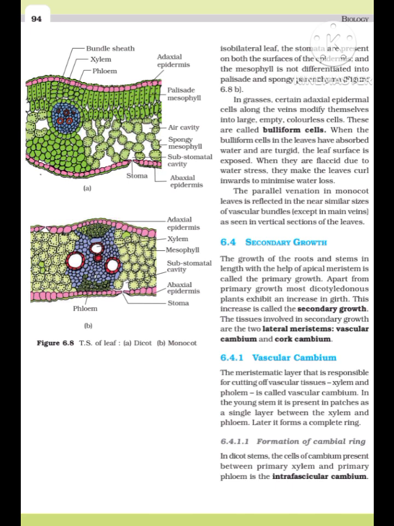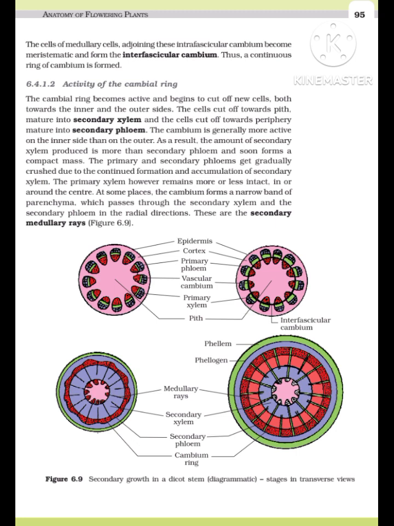6.4.1.1 Formation of cambial ring in dicot stems. The cells of cambium present between primary xylem and primary phloem is the intrafascicular cambium. The cells of medullary rays adjoining these intrafascicular cambium become meristematic and form the interfascicular cambium. Thus, a continuous ring of cambium is formed.